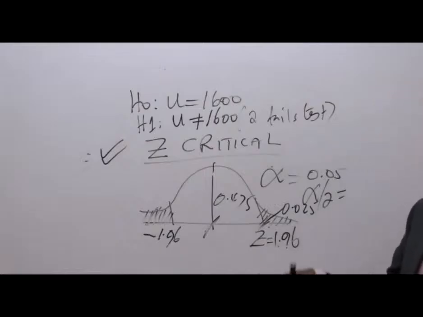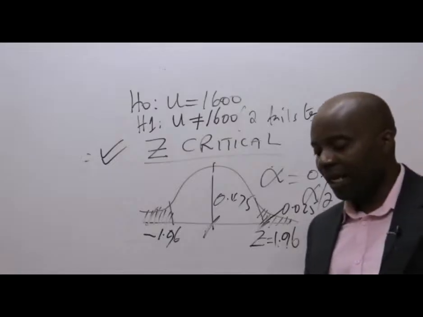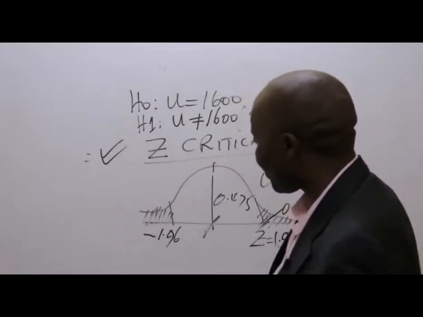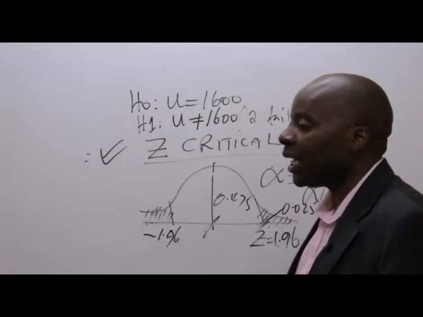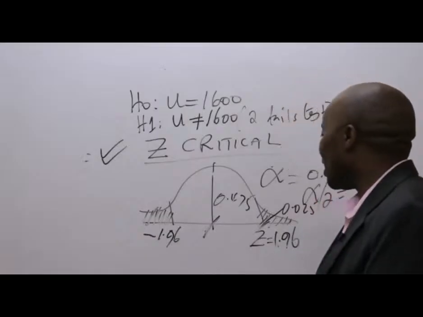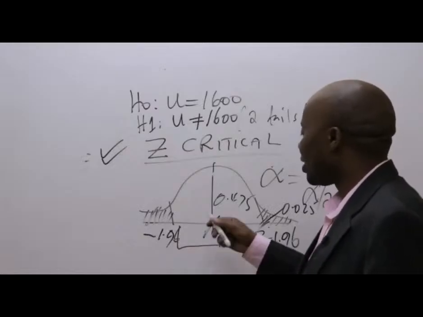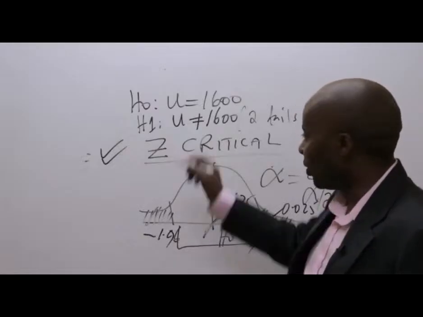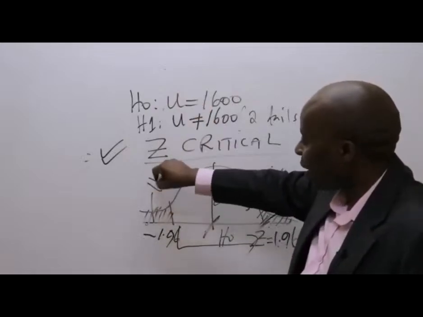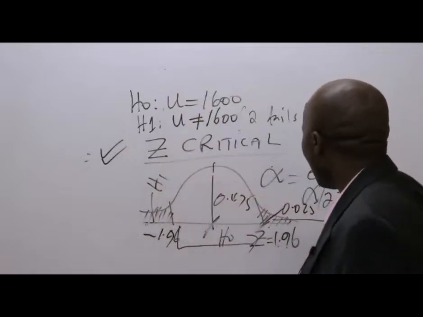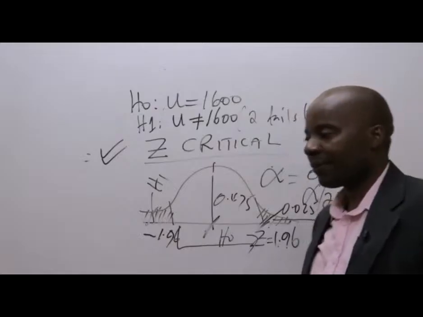So now you need to move to the last area. Or rather, before I go to the last area, I want you to indicate that the unshaded region is the H0 region. The shaded ones, these are the H1 regions.